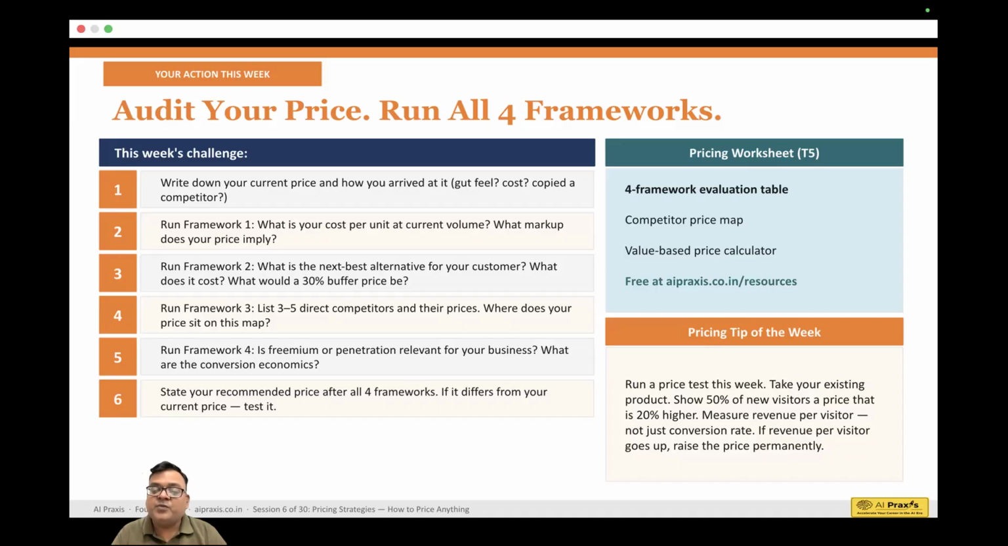So the pricing tip of the week is very simple. Run a price test this week. Take your existing product, show 50% of your new visitors a price that is 20% higher, and measure revenue per visitor, not just conversion rate. If revenue per visitor goes up, raise the price permanently.